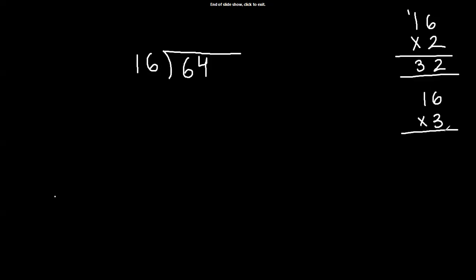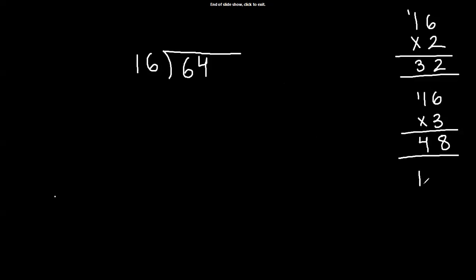You don't enter knowing what the answer is gonna be, you just try it. So 3 times 6 is 18. Put the 8 down, put the 1 up. 3 times 1 is 3, plus 1 is 4. So it's gonna be 48. Close, but still not 64. So let's try another one.